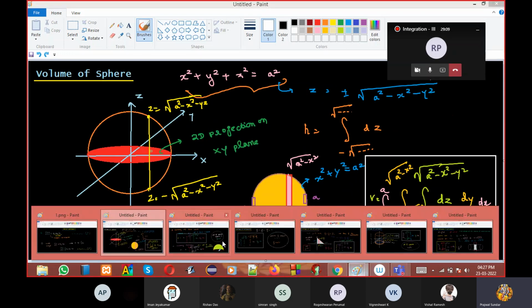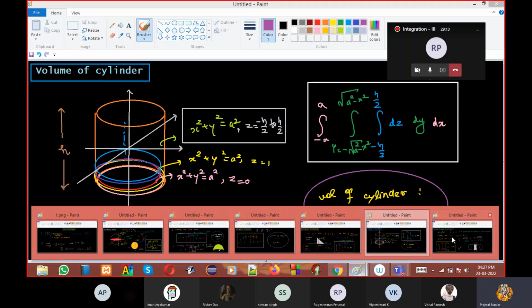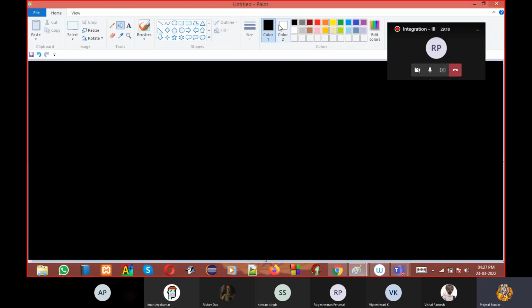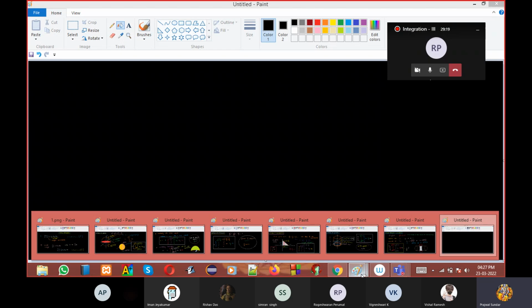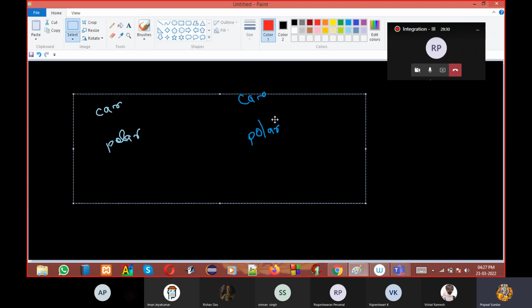I have done sphere, ellipsoid, tetrahedron, cylinder, and this. Till now I have used only Cartesian coordinates. Now we are going to use new coordinates. Just like in 2D we did initially Cartesian and then polar, here we have Cartesian and polar. So we have two forms of polar. Write that neatly.